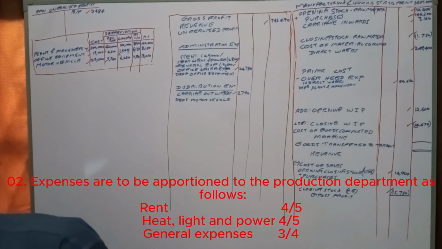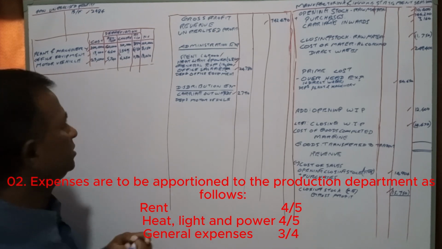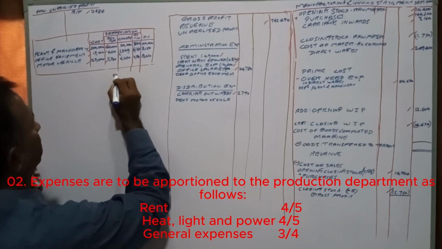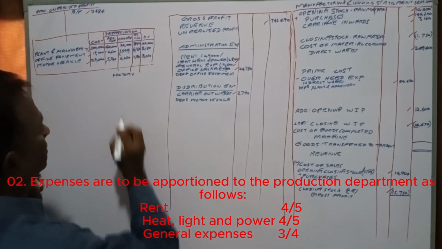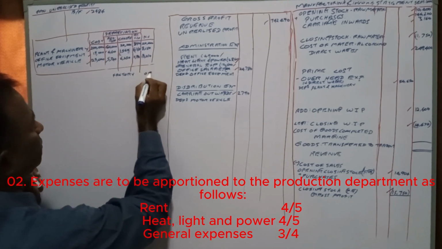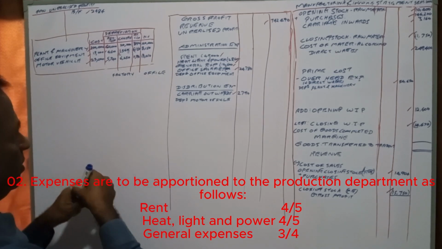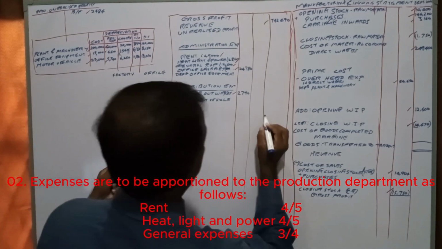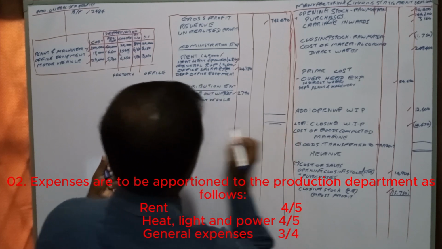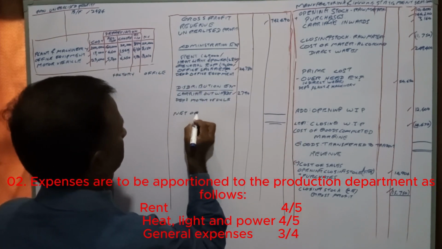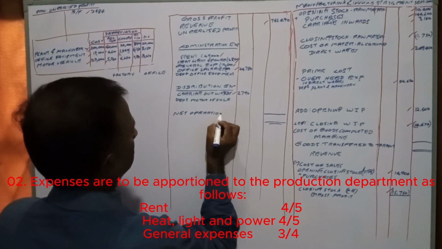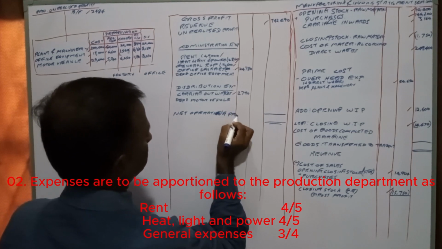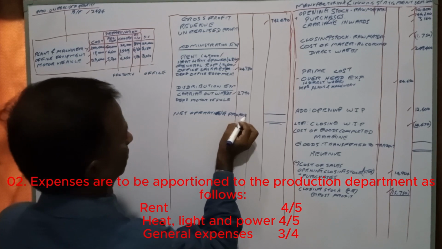Expenses are to be apportioned to the production department as follows. You have to say factory and office, rent. Here we can say net operating profit.